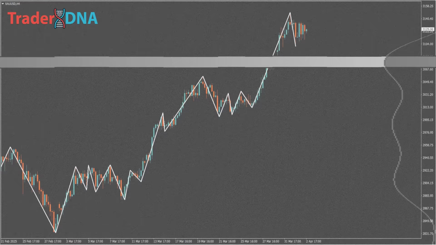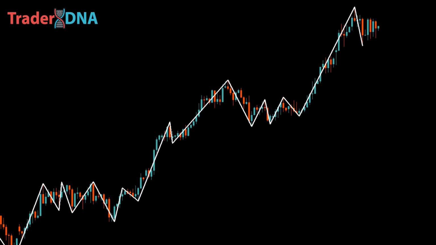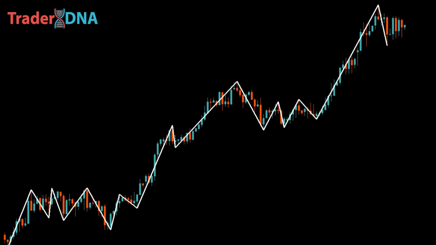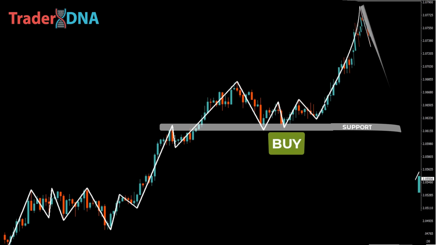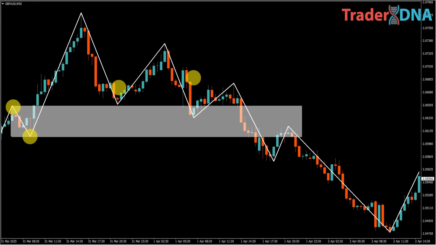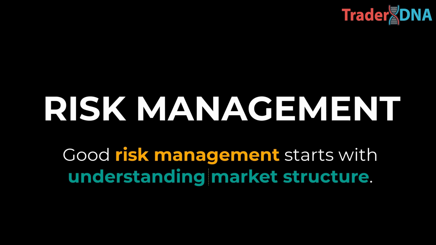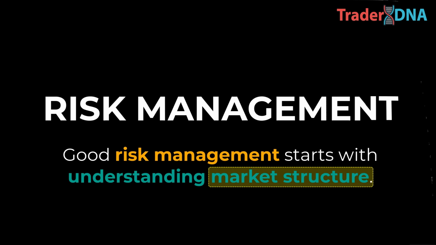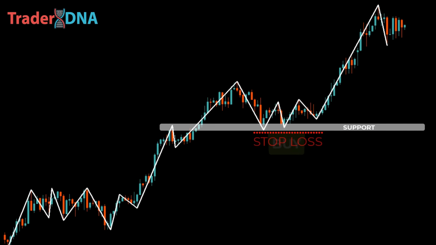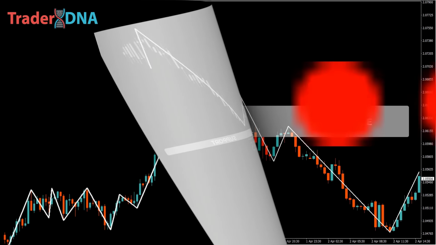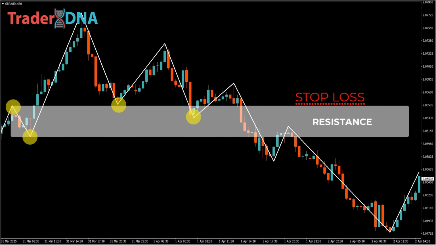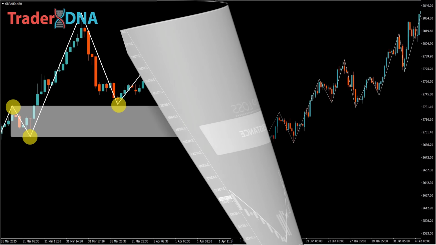Entry and exit points. Market structure helps traders pinpoint the best entry and exit levels. In an uptrend, traders look for buying opportunities near support levels or after a pullback. In a downtrend, they seek to sell near resistance or after a retracement. Risk management. Good risk management starts with understanding market structure. Traders often place stop loss orders just below support in an uptrend and just above resistance in a downtrend, minimizing losses while maximizing profit potential.